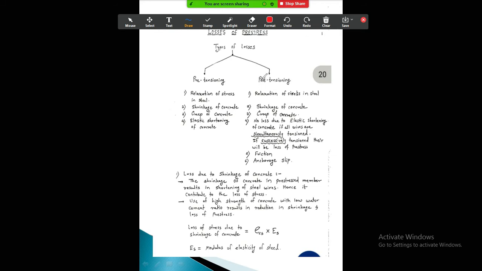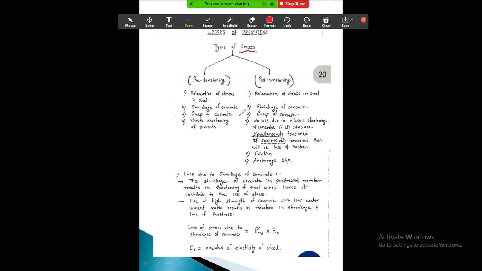Okay, so now we will see the different types of losses in the prestress member. Basically these losses are divided into two categories. First is for pre-tensioning members and second is for post-tensioning members. So different types of losses are there for pre-tensioning members and for post-tensioning members.